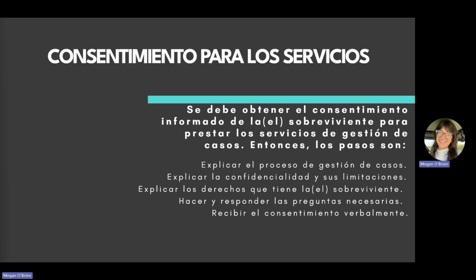Consent for services means that we're getting informed consent from the survivor to provide case management services. To do this, explain the case management process, explain confidentiality and limitations, and explain survivors' rights. Ask and answer any questions, and make sure that you get consent for services verbally. That's how consent for services is received. It's received verbally.